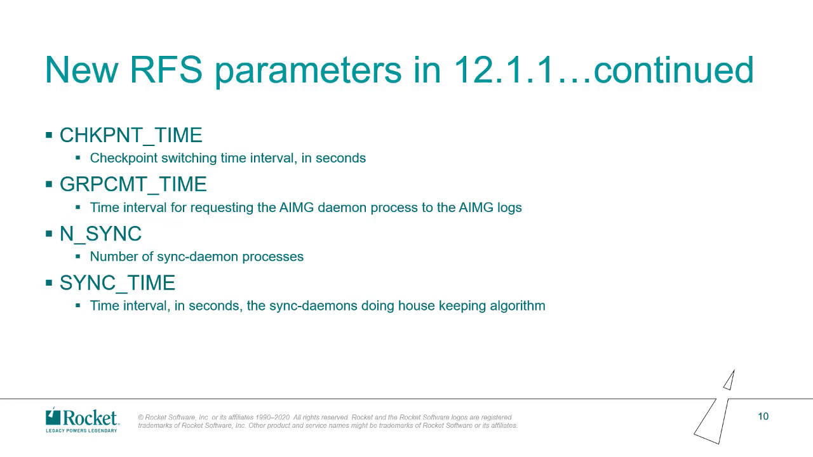The unsync defines the number of sync daemons the system has. For UniData, it could be 0, but for UniVerse, we have to have at least 1, because the sync daemon now has a new responsibility to do some housekeeping work for the system's overall accuracy. And the fourth parameter, sync time, defines how frequently the sync daemons should do their housekeeping work.